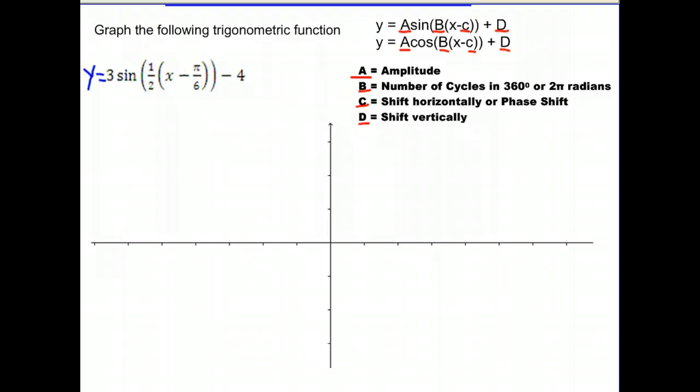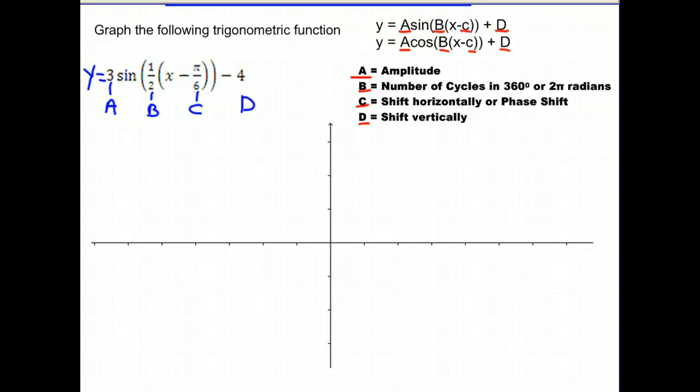First thing we should notice here is that our value of a is 3. Our value of b is 1/2, which is the number of cycles in 2 pi radians. And a was our amplitude. Our c, which is our phase shift, is pi over 6. And finally, d, which is our shift vertically, is -4. So let's try to graph this.